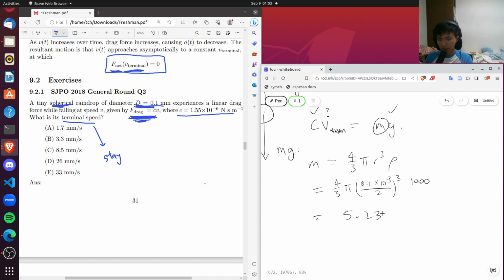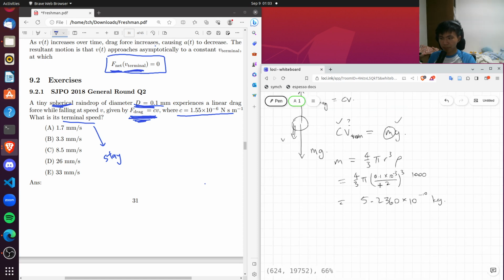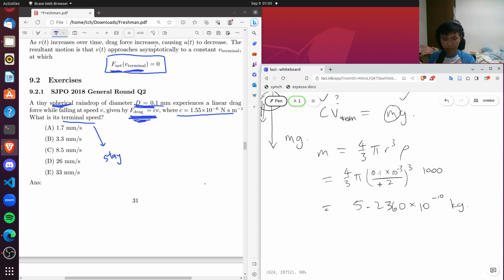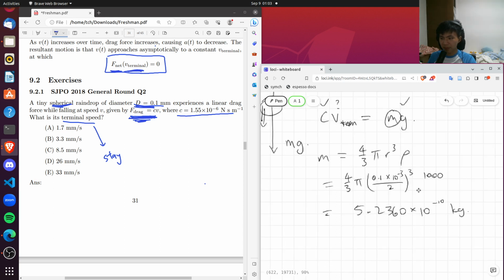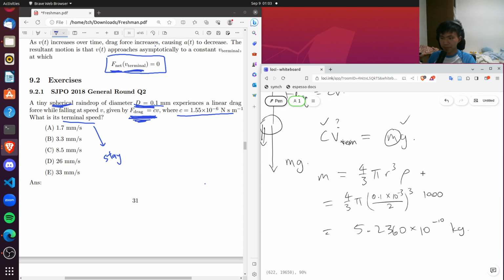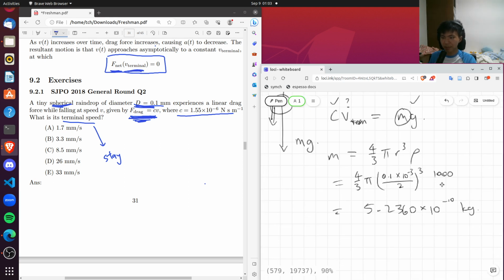we get 5.2360 times 10 to the minus 10 kg. Okay, that's quite a small number. Okay, so with this, we can substitute it back into the equation.